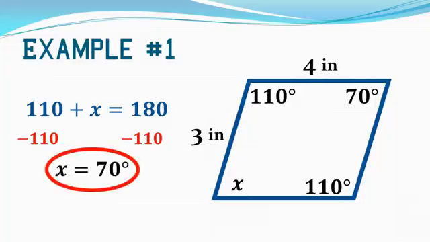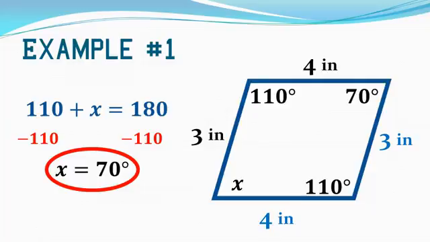Now I only know this works because I was told this is a parallelogram. You'll either be told it's a parallelogram or you'll see parallel markings on the sides of the parallelogram. I could have also noticed that the angle opposite the x is 70. So this is 70 degrees, which means that x is 70 degrees, and that's how we get our answer, 70 degrees. We can also assume the same thing. The opposite side is 3 inches, so this side is 3 inches. The opposite side is 4 inches, so this side is 4 inches.